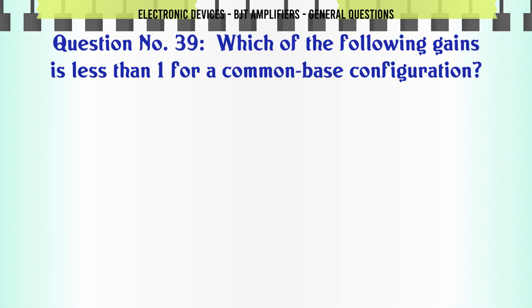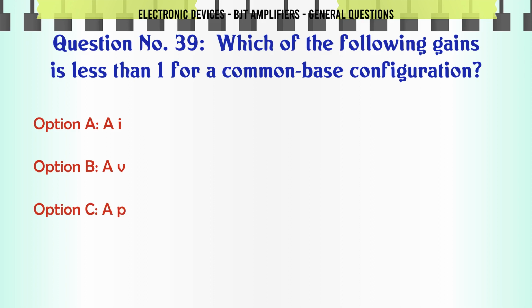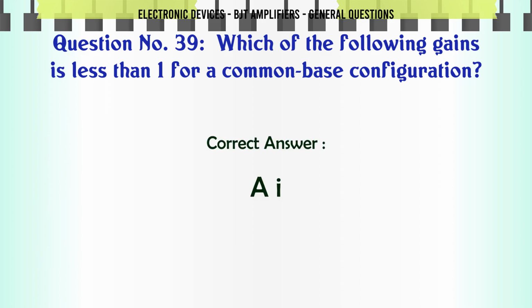Which of the following gains is less than 1 for a common base configuration? A. AI. B. AV. C. AP. D. None of the above. The correct answer is AI.